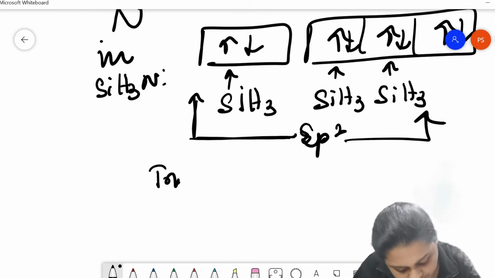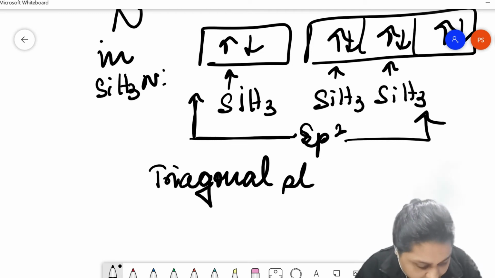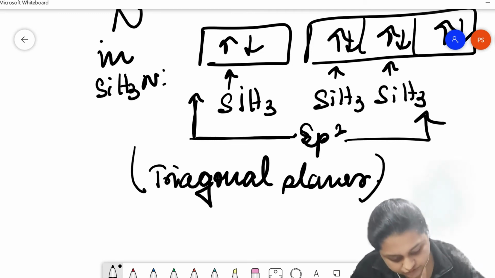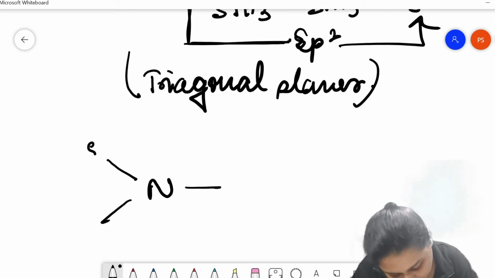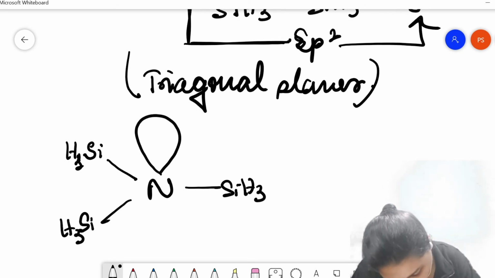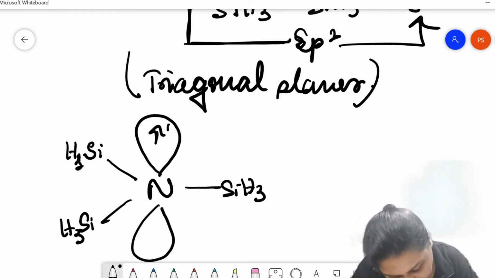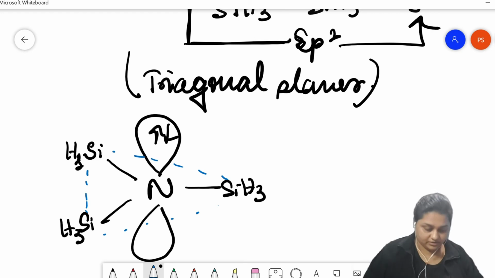Now, why this sp2 hybridization? We know that the geometry is trigonal planar. So the shape is going to be like this. A pure p orbital comprising the lone pair of electrons, and the 3 SiH3 groups reside on the trigonal plane.